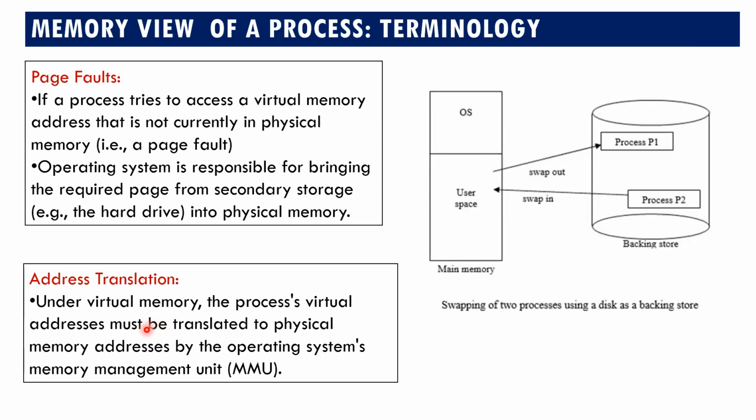Next one is address translation. Just now we have seen that the entire hard disk space is being used as the main memory. So there should be a mechanism required in order to map the addresses of the physical memory, or the main memory, to the actual addresses of the hard disk. Under virtual memory, the process's virtual address must be translated to the physical memory address by the operating system's memory management unit. So it is the responsibility of the memory management unit to map the main memory addresses to the actual disk space addresses.